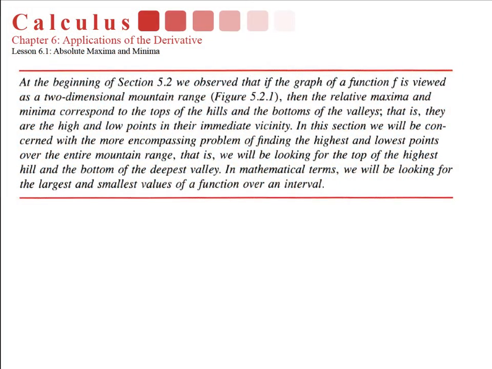At the beginning of section 5.2, we observed that if the graph of a function f is viewed as a two-dimensional mountain range, then the relative maxima and minima correspond to the tops of the hills and the bottoms of the valleys. That is, they're the high and the low points in their immediate vicinity.